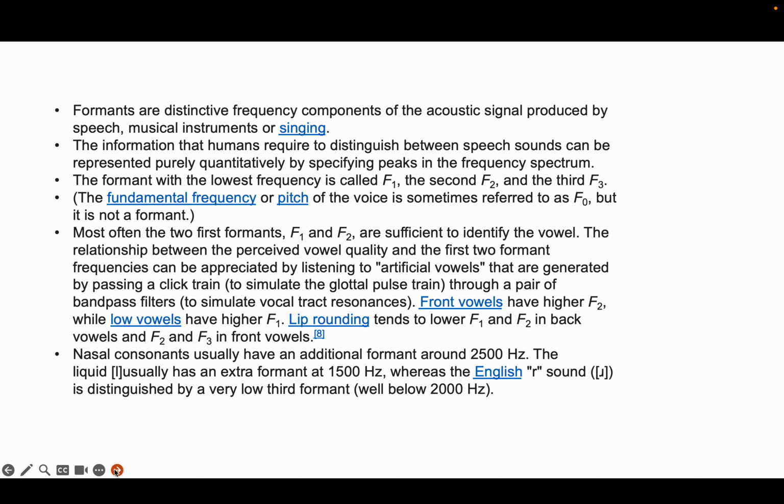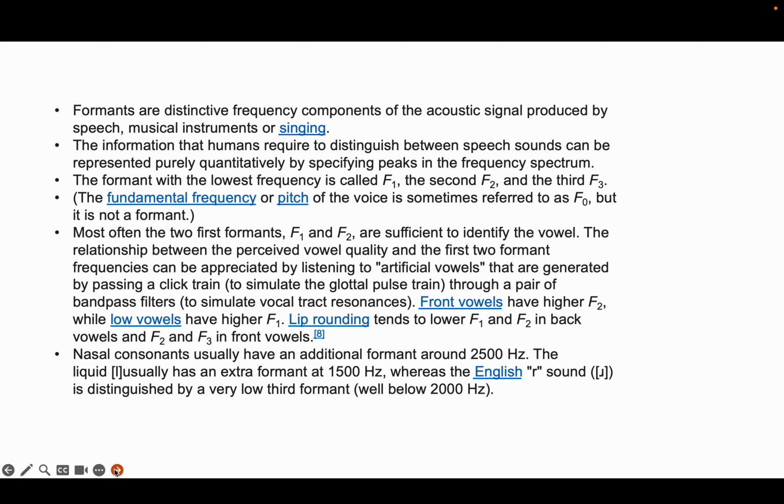by the vocal tract. Most often, the first two formants, F1 and F2, are sufficient to identify the vowel, and the relationship between the perceived vowel quality and the first two formant frequencies can be appreciated by listening to these artificial vowels that are generated by passing a train of clicks that simulates the pulse train coming from the human vocal cords through a pair of bandpass filters that then simulate the vocal tract resonances.